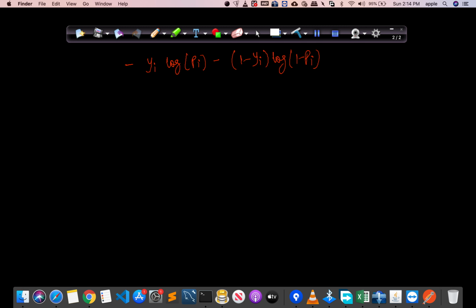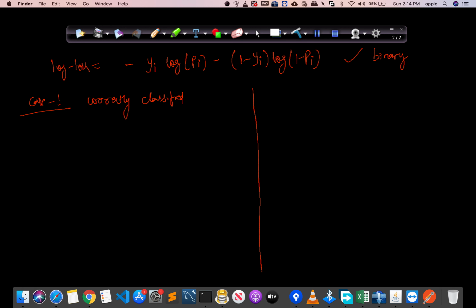Now just for example, we will take a case where the point is correctly classified, and we will see what the log loss is. And just remember that this is for the binary setting. We will also see the multi-class setting in later videos. Till now, whatever metrics we have seen, we have only seen for binary classification. We will see multi-class classification in a later video.